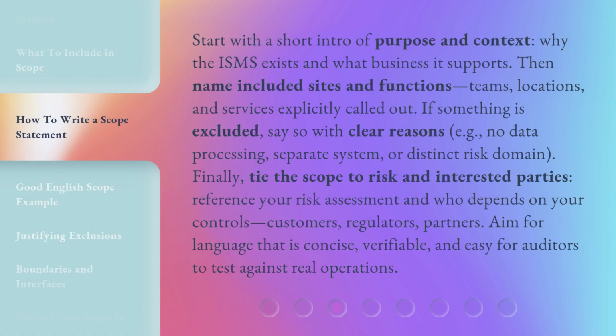Start with a short intro of purpose and context, why the ISMS exists, and what business it supports. Then name included sites and functions, teams, locations, and services explicitly called out. If something is excluded, say so with clear reasons, e.g., no data processing, separate system, or distinct risk domain.